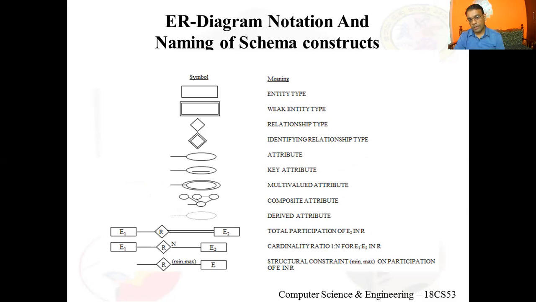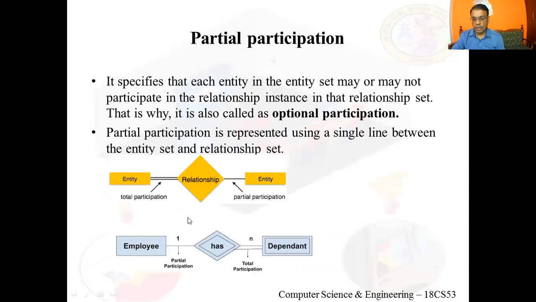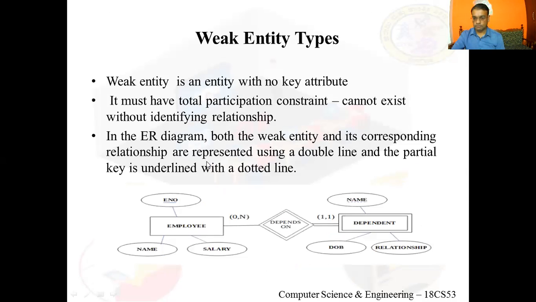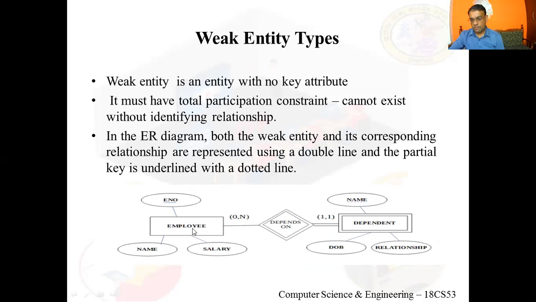And also we have to discuss the naming of schema constructs. A relationship type is represented with a diamond shape. So here, employee relates to department. So this relationship is represented with a diamond shape. Identifying relationship type: if we are linking or relating a strong entity and a weak entity, then we go for an identifying relationship type. Employee and dependent are linked with an identifying relationship type. So dependent on is called the identifying relationship type.